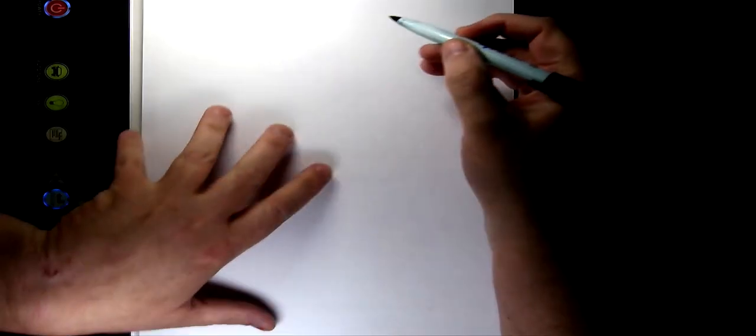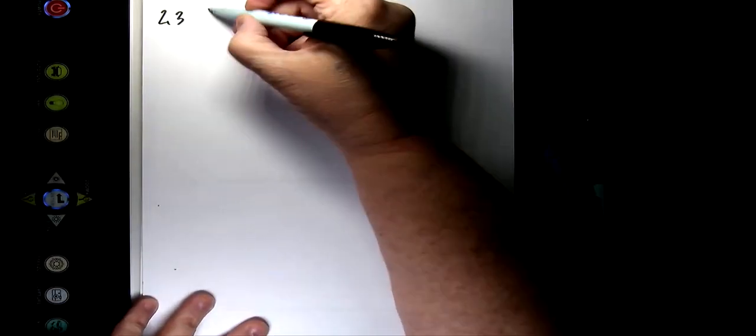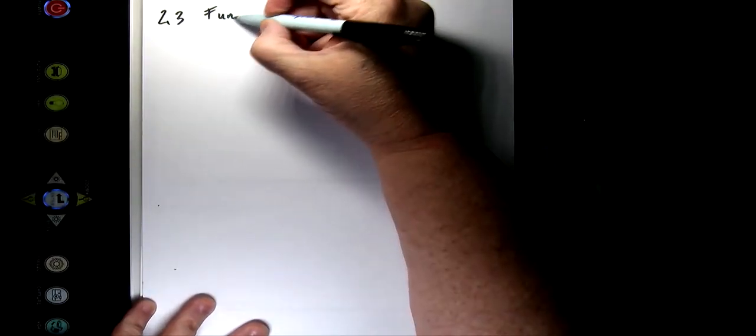I'm gonna go through 2.3 and 2.4, and if I have time, I'm gonna come back to that earthquake problem. 2.3 is on functions and relations.